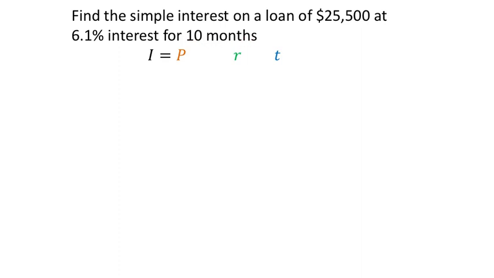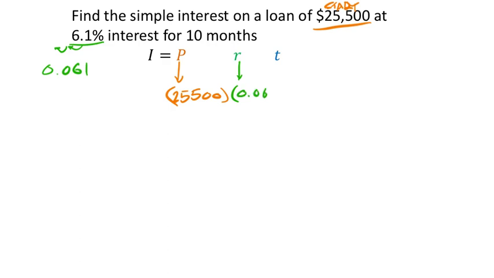So the fact that this one is in months is crucial, because you're going to see stuff like this not just on the assignment, but usually on the exam. So we do know the principal, right? This is a loan of $25,500. That's our principal, our starting value. Okay, the rate, pretty clear, 6.1%. But again, we're going to take this decimal, move it 2 times to the left, and we end up with 0.061, because we do need the rate as a decimal.